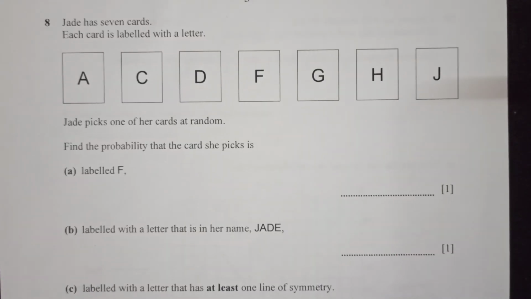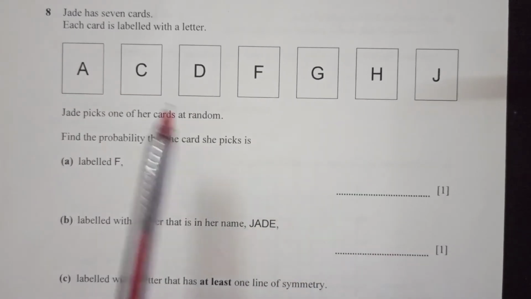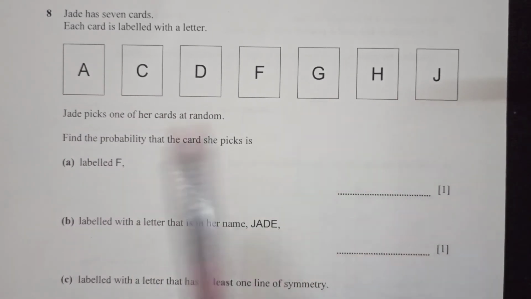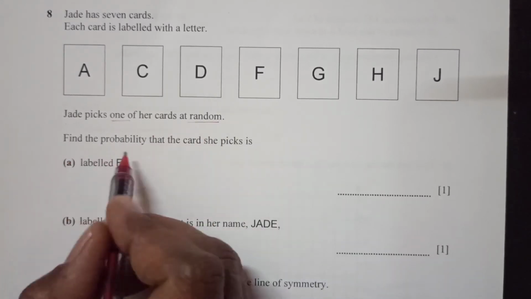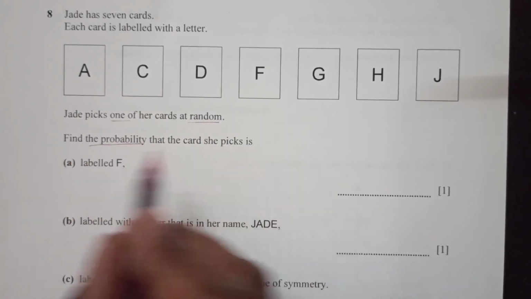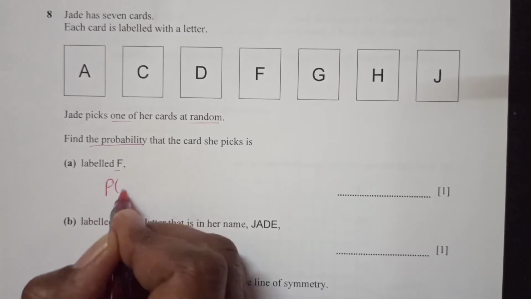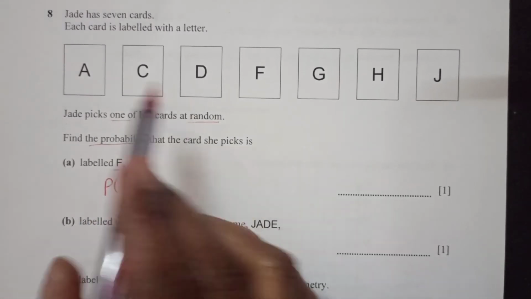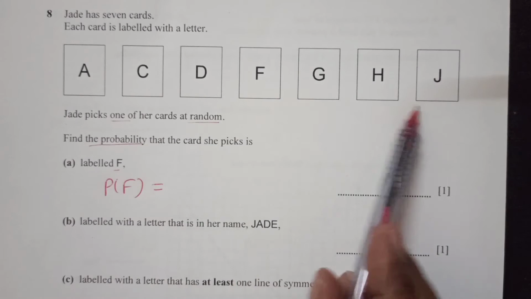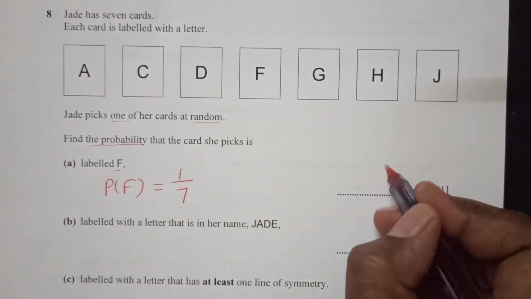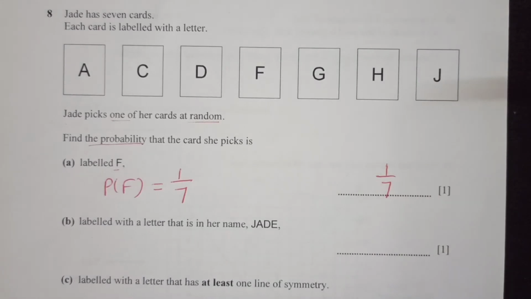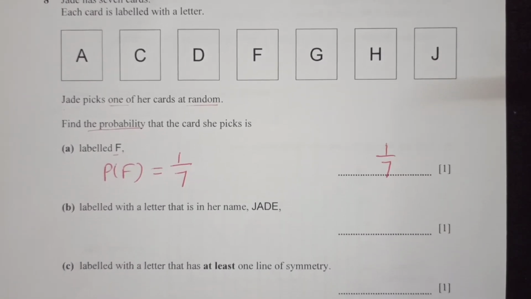Number 8. Jade has 7 cards. You can see 7 cards given here. Jade picks one of her cards at random. Find the probability that the card she picks is labeled F. So probability of getting F. Let's see how many times F comes here. It's only once, out of 7. So the probability will be 1/7. That was a simple question.